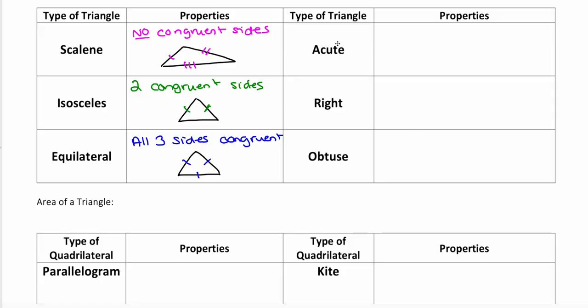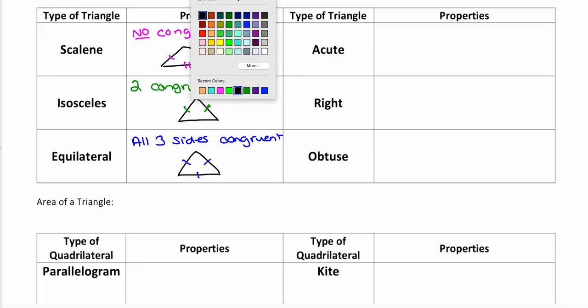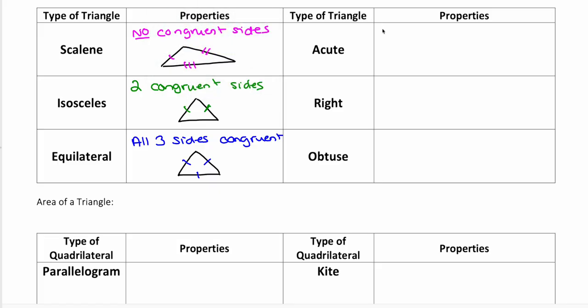The next one we're going to look at is the type of triangles that have to deal with the angle measurements. So the first one we're going to look at is acute. An acute triangle has all angles, so we're dealing with angles now instead of sides. All angles are less than 90 degrees. That's what acute means.